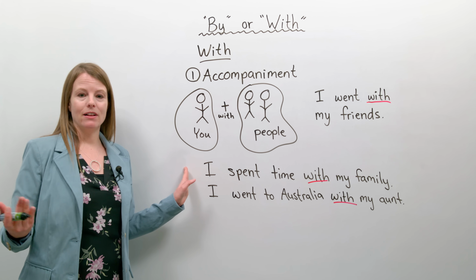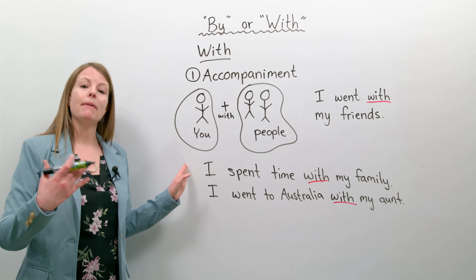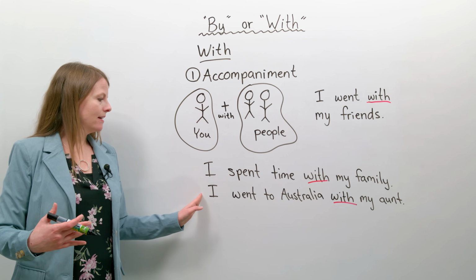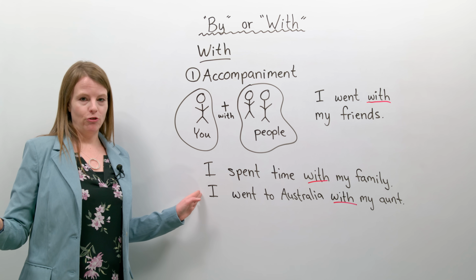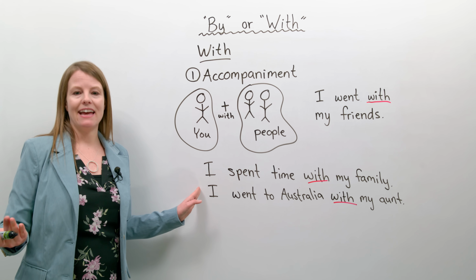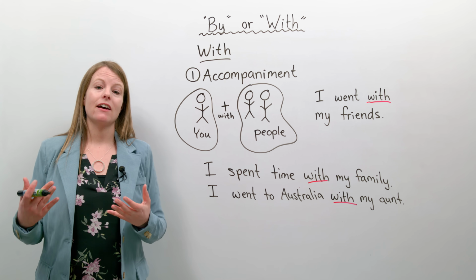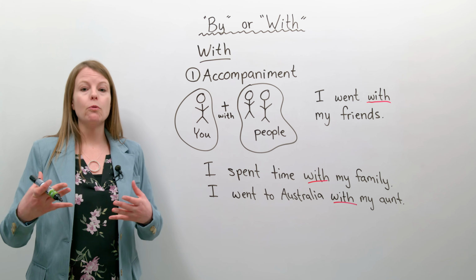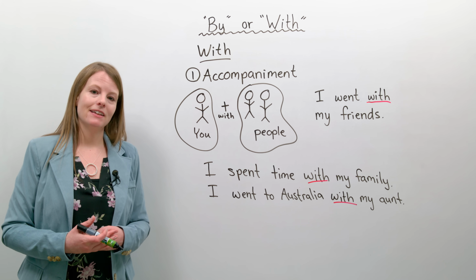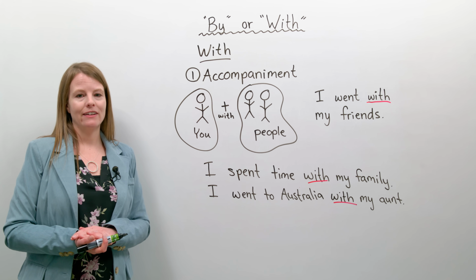Here's another example. I spent time with who? With my family. I went to Australia with who? With my aunt. So with can answer the question of who accompanied you or who was together. So that's the first way we can use with. Let's look at some other ways to use with.